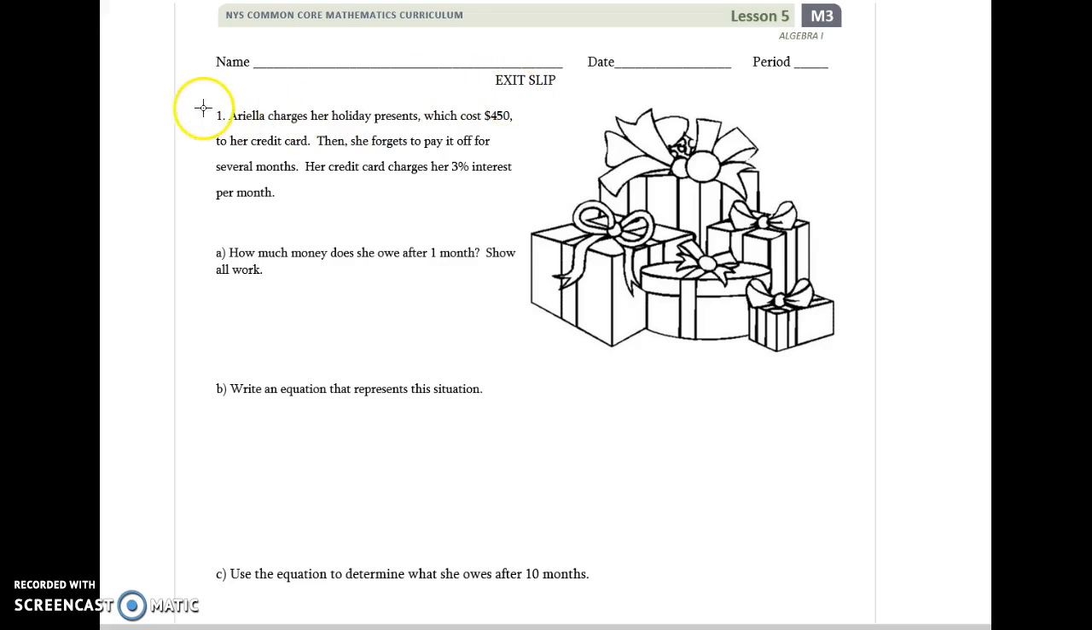The exit slip talked about the compound interest formula. It talks about Ariella charging holiday presents to a credit card, and then she forgets to pay it off for several months. Her credit card charges her 3% interest per month. Some students thought that this meant she doesn't have to pay as much, like the amount, which was $450, was going to go down to maybe $430 or something like that.